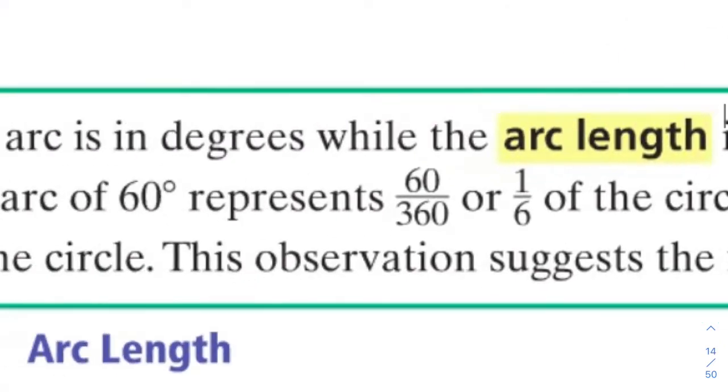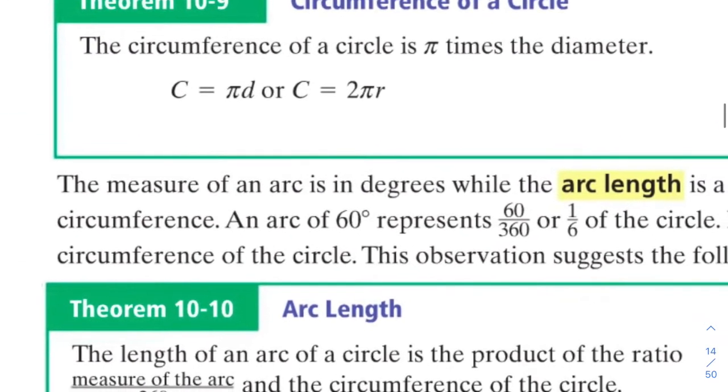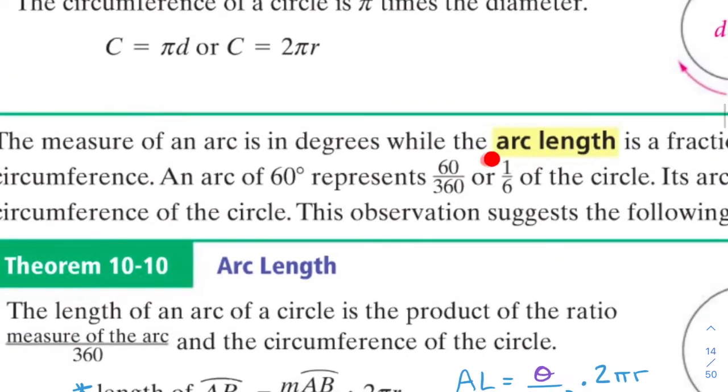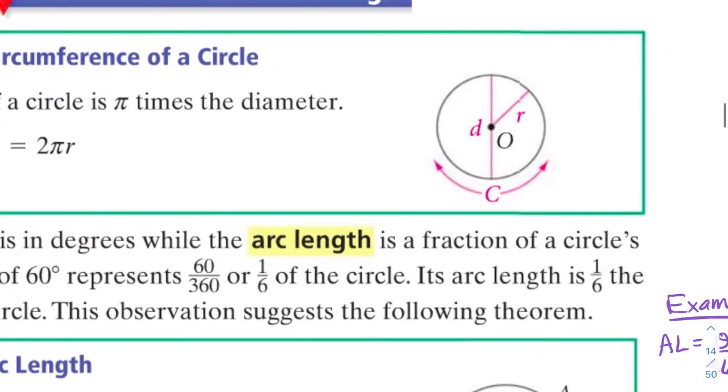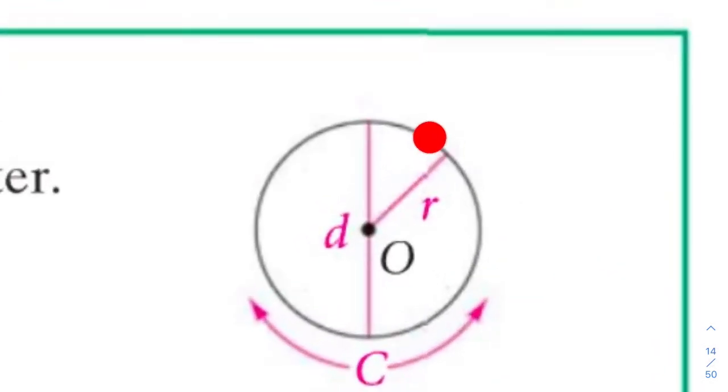So what we need to focus more on now is arc length. So what is arc length? Well, if we have an arc, let's say that's 60 degrees, we want to know how long it is, not necessarily just its measure that it's 60 degrees, but how long is that arc actually? Now, if we know what the circumference is, and then we multiply it by a portion of it, then we can find that particular length.